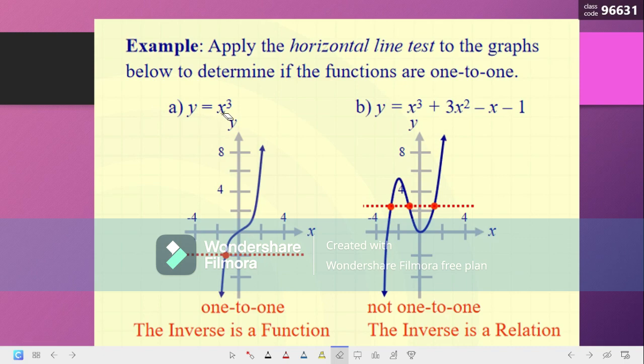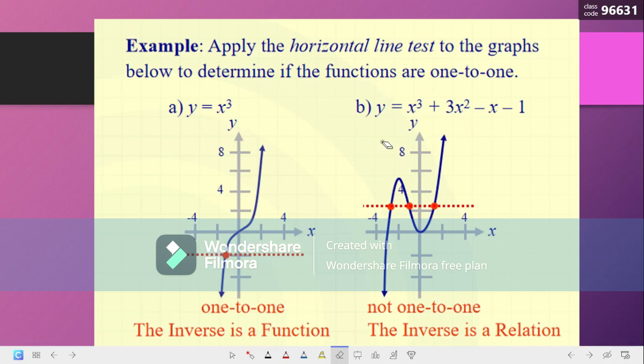Okay, letter A. y is equal to x cubed. Now, this is the graph of the function y is equal to x cubed. Again, y is equal to x cubed is the same as f of x is equal to x cubed. So, the horizontal line is this one, the red one. Even if we draw as many horizontal lines as we can, it will only intersect at one point. Therefore, this is a one-to-one function. So, if it is a one-to-one function, then the inverse is also a function.